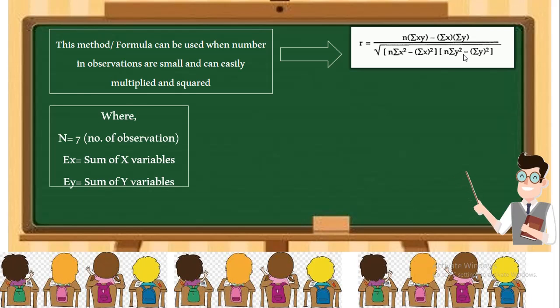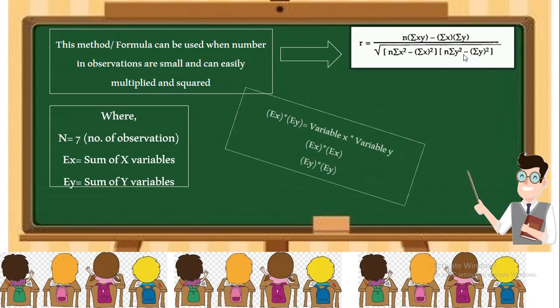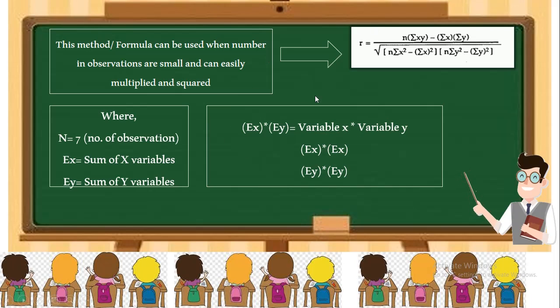So for this we have n, the number of observations, which is 7. Sigma x is the sum of variable x, sigma y is the sum of variable y. Sigma xy is the multiplication of variable x and variable y, and sigma x square is the sum of x squared, and in the same way sigma y square is the sum of y squared.